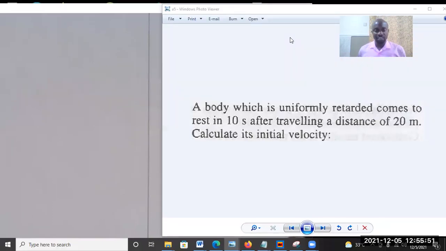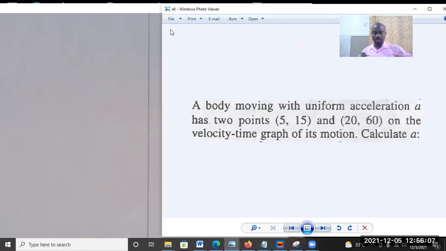Hello, everyone. Still on motion. We are still solving problems on motion. The question here says a body which is uniformly retarded comes to rest. This was the question we solved previously. There's a question here that says a body moving with uniform acceleration A has 2 points, 5 and 15, then 20 and 60, on a velocity time graph. Calculate A, that is, calculate the acceleration.